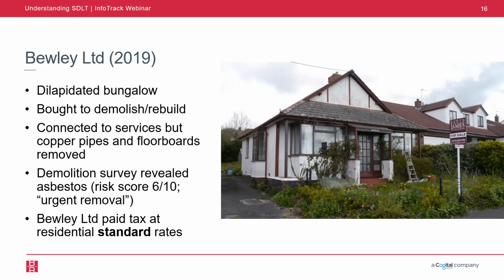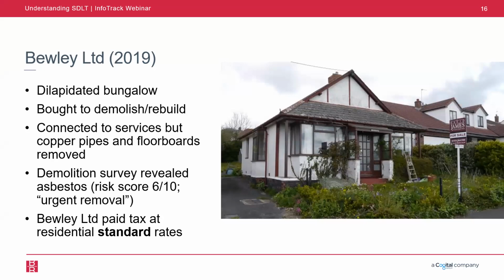asbestos being 6 out of 10, or up to 6 out of 10. And the recommendation was for that asbestos to be removed before anything was done to the property. And there was evidence in that report, therefore, that simply restoring this property to make it habitable would have meant significant structural alterations to enable that asbestos to be removed.